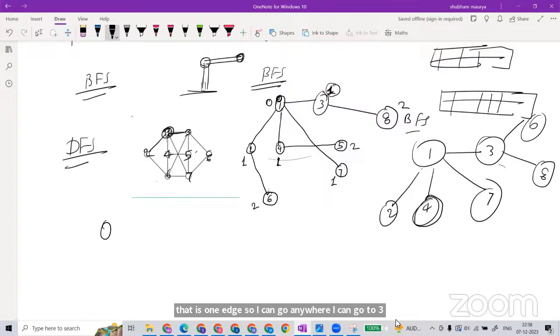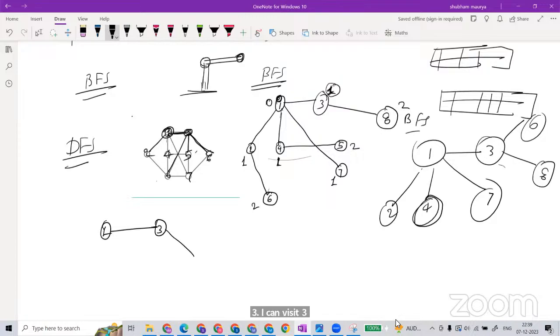So from 1, I went to 3. From 3, I can visit 5, 8, or 6. Right, any one of the places we can go. I visited 3, so let's explore.